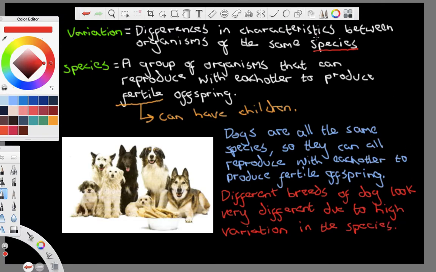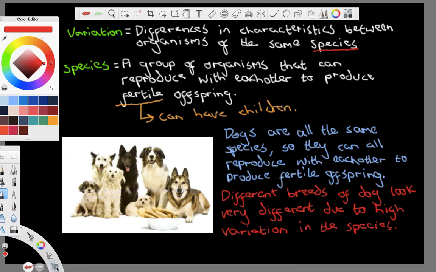So variation is the differences between organisms of the same species, and a species is a group of organisms that can reproduce with each other to produce fertile offspring. By fertile we mean that they can have children. Dogs are all the same species. They can all reproduce with each other to produce fertile offspring, but the reason different breeds of dog look so different is because there is a lot of variation between the organisms.